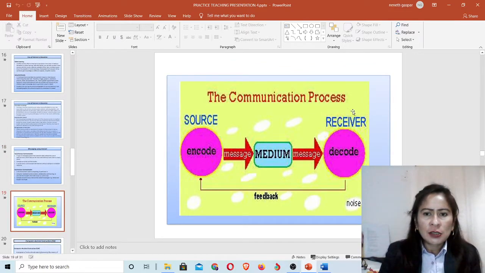This is the communication process: source and receiver. So we have first encode, then message, medium, and decode. This is an example of the communication process, or the messenger message.